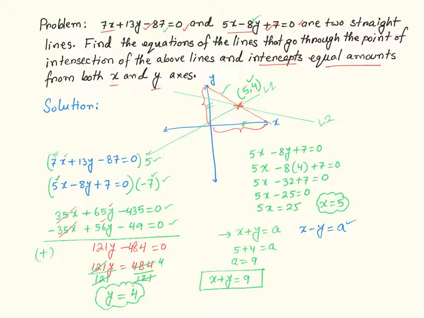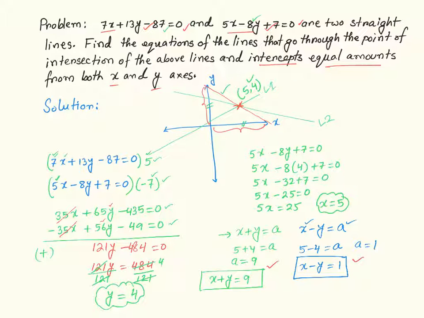So again, this line also goes through the point 5, 4. So it's going to be 5 minus 4 is equal to a, or a is equal to 1. So x minus y is equal to 1. So this is one equation that's going to satisfy the given conditions in this problem, and this is another equation. These are the two equations that are going to satisfy the given condition.